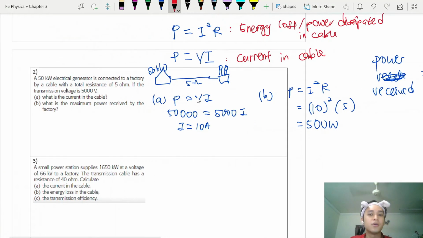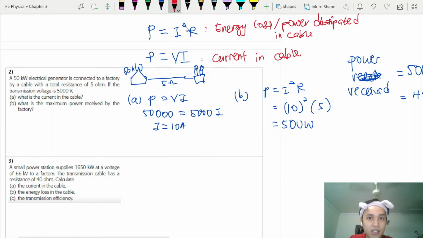So just remember, this formula is to calculate power loss. If you transmit energy through your electrical cable, definitely there will be power loss. So we need to calculate. But in order to use this formula, I need to know the current in the cable. So this value here comes from this formula, current in the cable. So make sure you use the correct value.